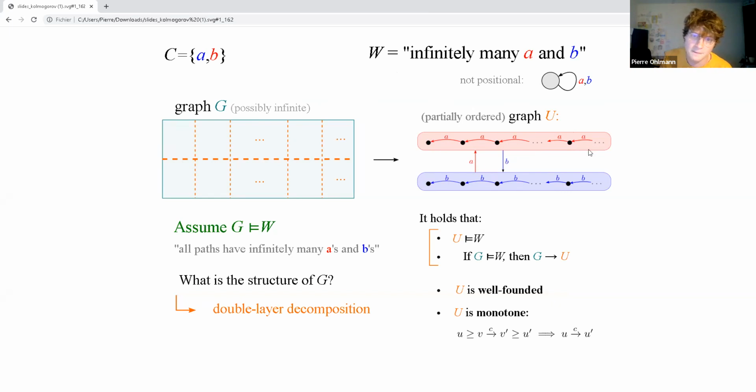Sorry, Pierre, when you go from one part to the other, do you stay on the same level? No, you can reset. Otherwise, there would not be many infinite paths. Or there would be maybe this path, but that's too restricted. So you also reset.